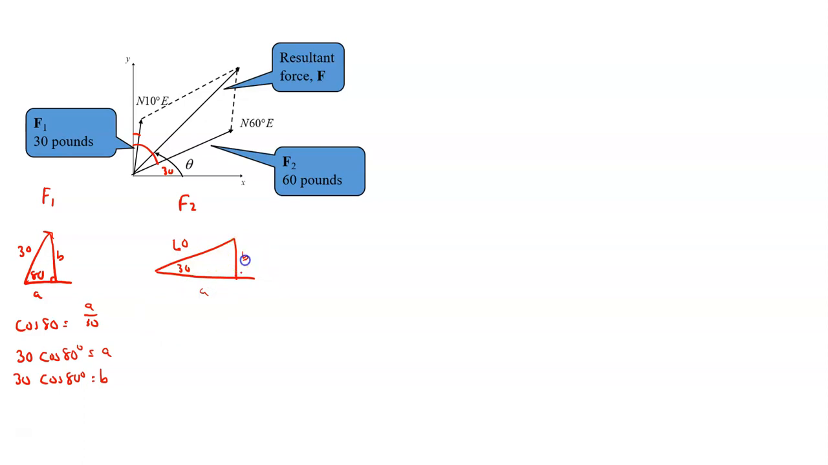That's A, that's B. A is still cosine, so I get 60 times the cosine of 30 degrees as my A. Cosine 30 degrees, square root of 3 over 2. So I get 60 times square root of 3 over 2. That gives me 30 square root of 3. That's A. For B is going to involve sine. So 60 sine of 30 degrees is B. Sine of 30 is a half, so half of 60 is 30.